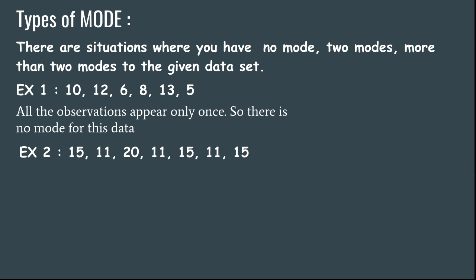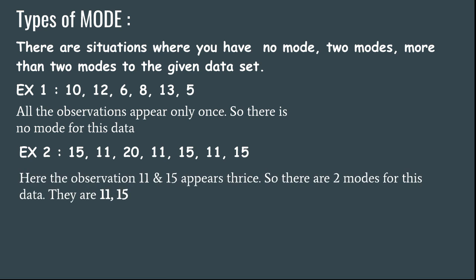Let us see one more example. 15, 11, 20, 11, 15, 11, 15. So here we can see that the observation 11 and the observation 15 are being repeated thrice. So therefore there are two modes for this data, 11 and 15. So such kind of data is called bimodal data.